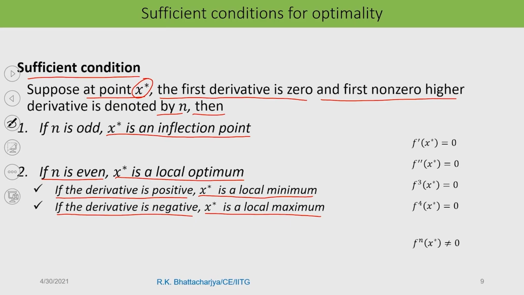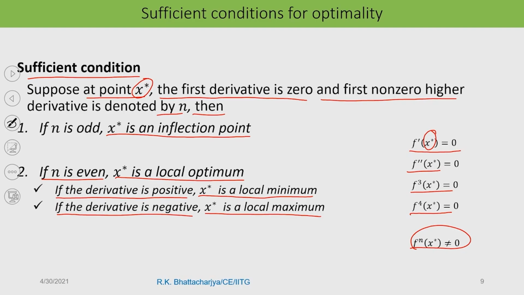So, here I am defining: x star is a stationary point, therefore the first derivative is 0. Suppose the second derivative is also 0, the third derivative is also 0, the fourth derivative is also 0, and the n-th derivative is not 0. So, this is the n-th derivative of this particular function which is not 0. Now, what will I look at? I will look at this value of n.